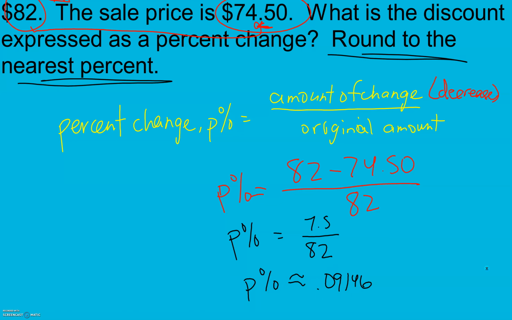Keep in mind, we want to round to the nearest percent. And right now I have it in terms of decimals. I need to switch that to be a percent. So I move it 2 places or multiply by 100. I get 9.146%. To the nearest percent, we look at the first digit after where we're trying to round to. 1 rounds down. So here it's about a 9% decrease. It's a discount of 9%, so it's a 9% decrease.